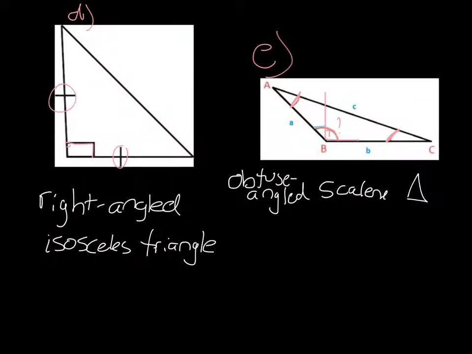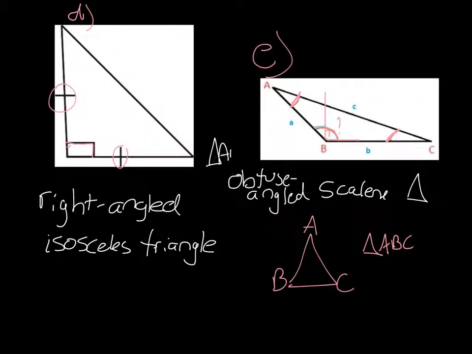Okay, so just as an aside, we normally name triangles and shapes by their vertices. So if you're given a triangle like this with a big A, B, and C for the vertices, we usually call that triangle ABC. So for this last one, E, I could have said triangle ABC is an obtuse angled scalene triangle.